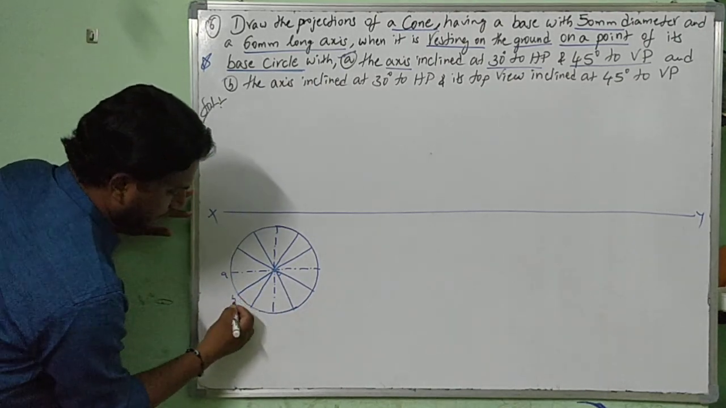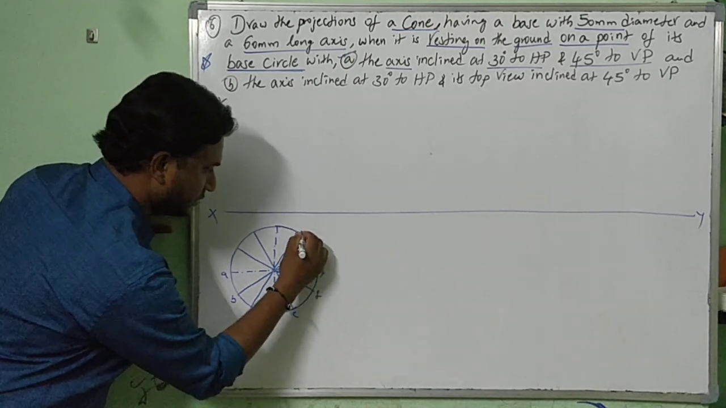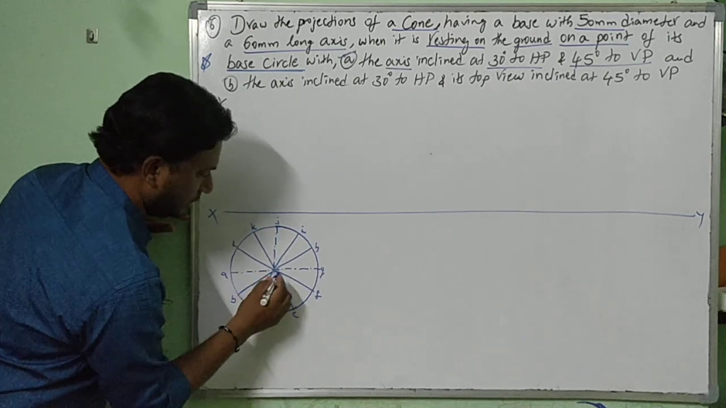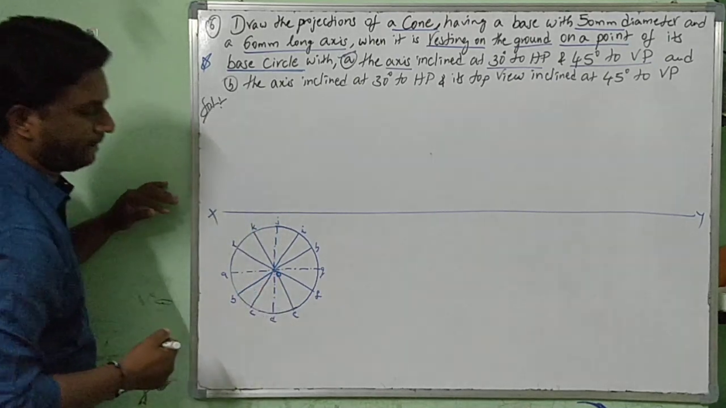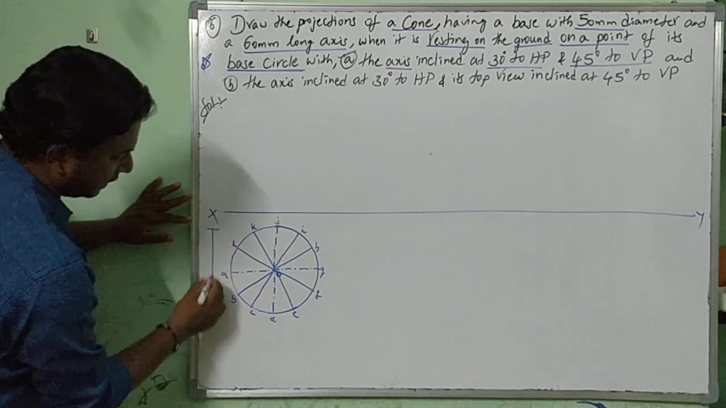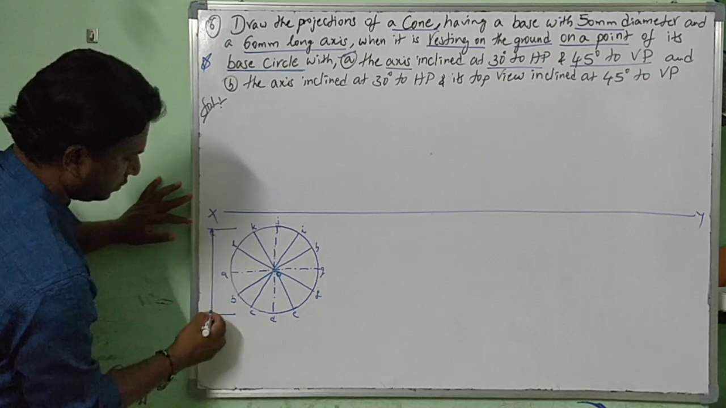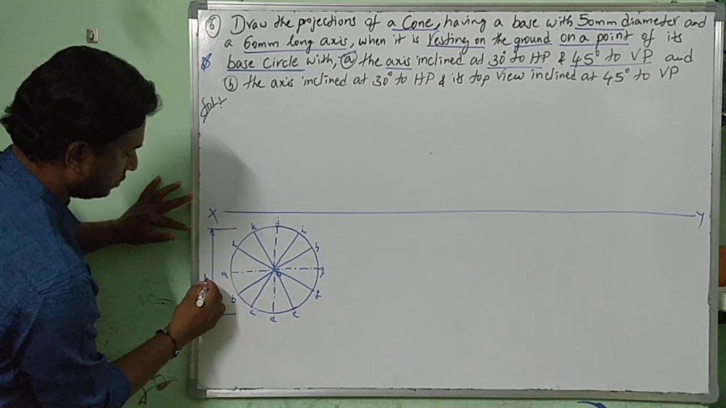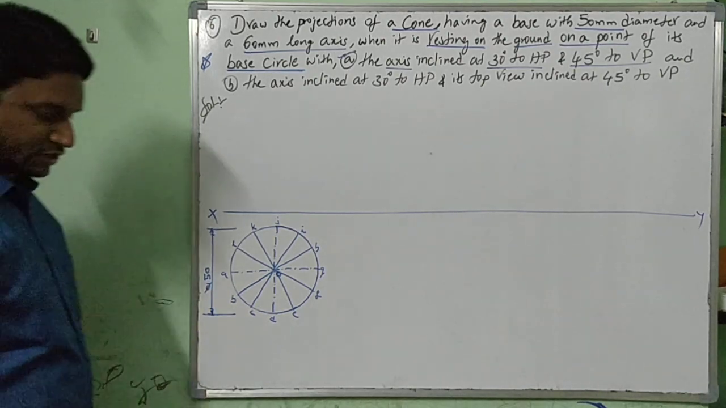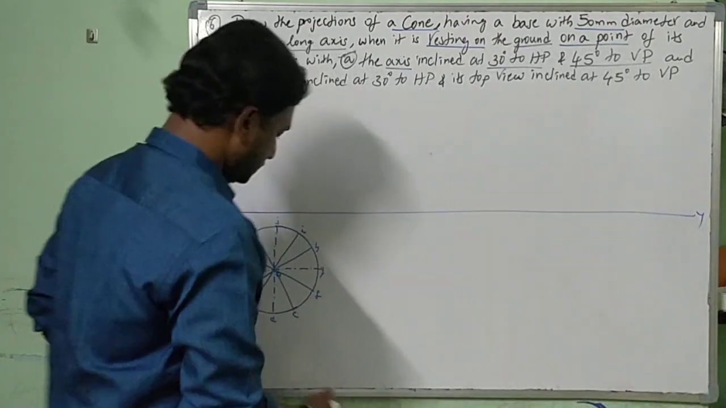Right here A, B, C, D, E, F, G, H, I, J, K, L. This is O. Top view circle. Now what's the diameter of the circle we are supposed to draw? Diameter. Now projecting its front view. Right, front view, we are dealing with stage 1.